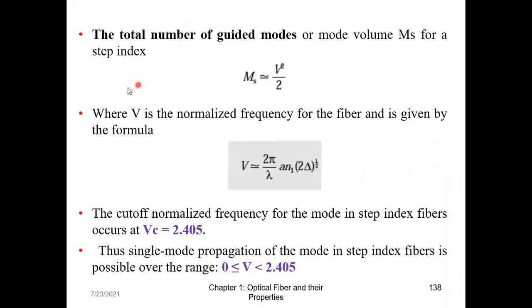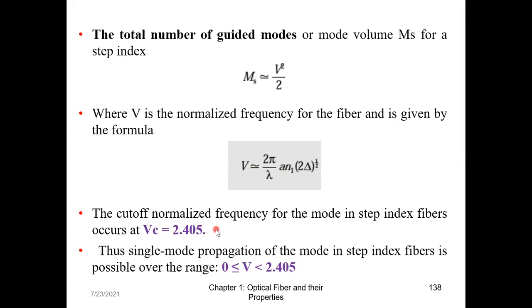Now we will calculate the total number of guided modes, or you can say mode volume, Ms, for a step index fiber. M is the number of modes, small s is for step index fiber. The number of modes of a step index fiber is approximately equal to V squared by 2. There is no derivation, these formulas are given to us. So the number of modes for a multimode step index fiber is V squared by 2, where V is the normalized frequency of the fiber, and the V formula you already know. Please write this down.